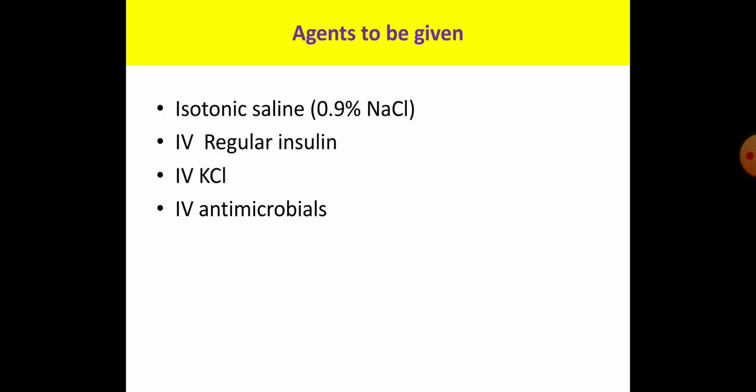Now for the fluid and the electrolyte, isotonic saline. For the blood sugar, IV regular insulin. Now in diabetic ketoacidosis, there is a significant potassium loss, so intravenous potassium chloride. If there is a significant bicarbonate loss or the pH remains acidic even after the administration of fluids and regular insulin, then give sodium bicarbonate. If hypophosphatemia, then give phosphate. And as I have told you, the most common cause is infection, so intravenous antimicrobials.